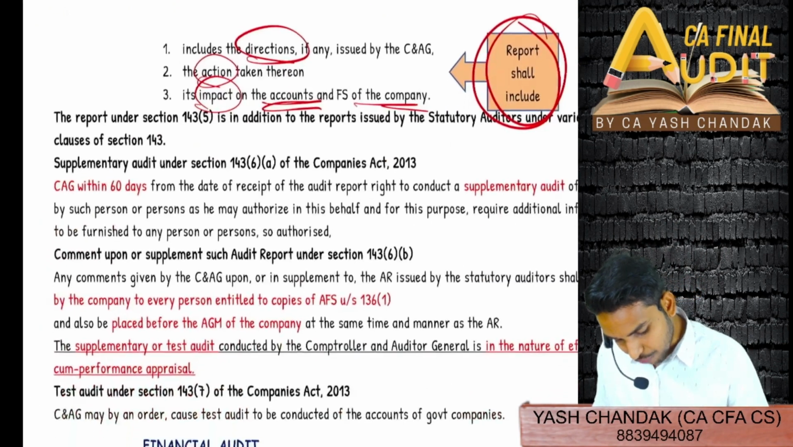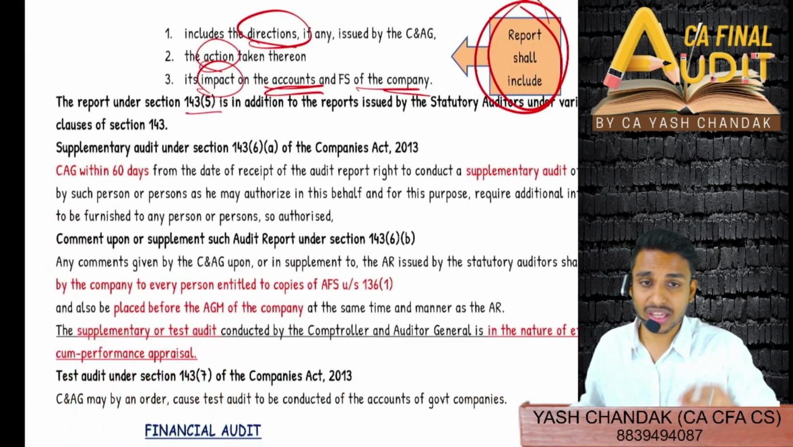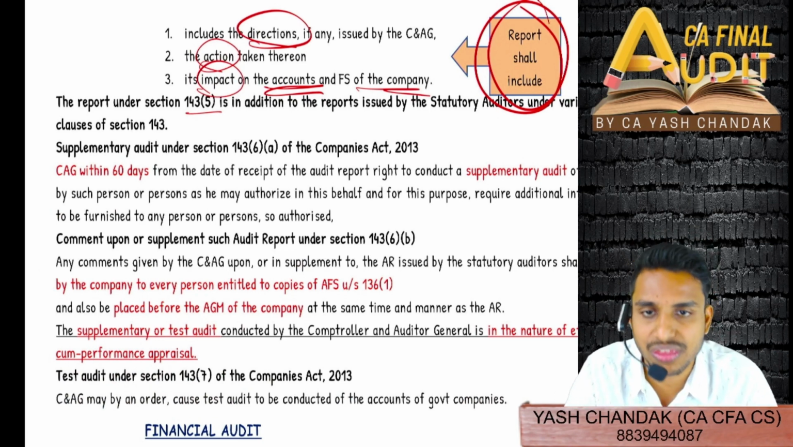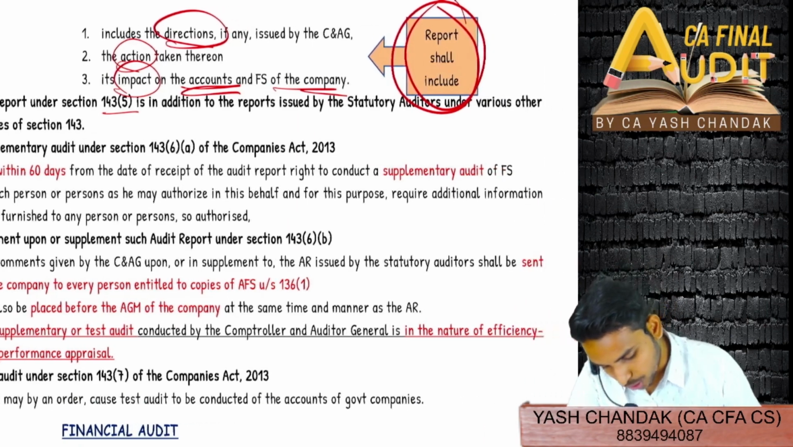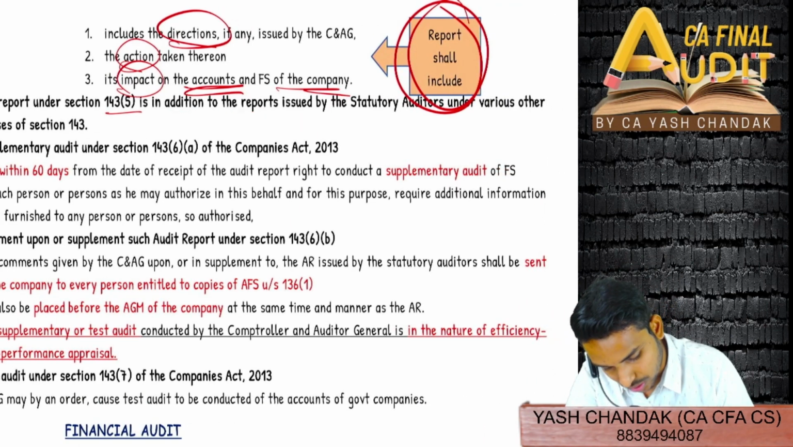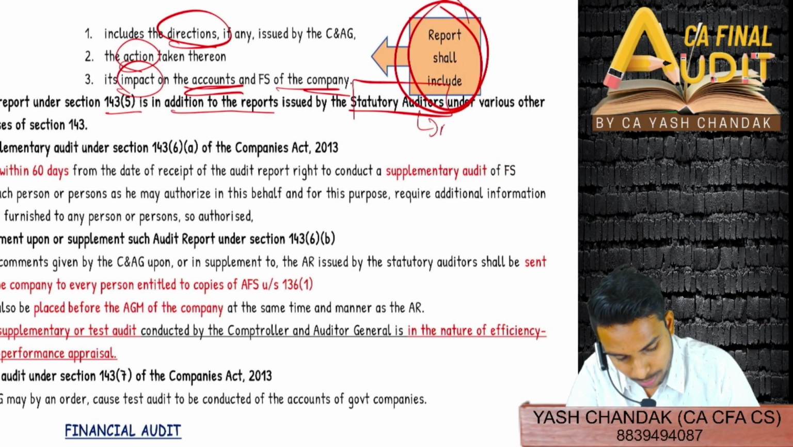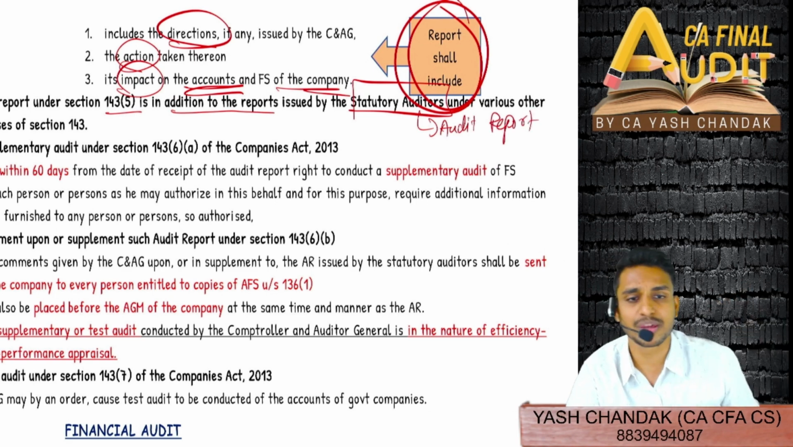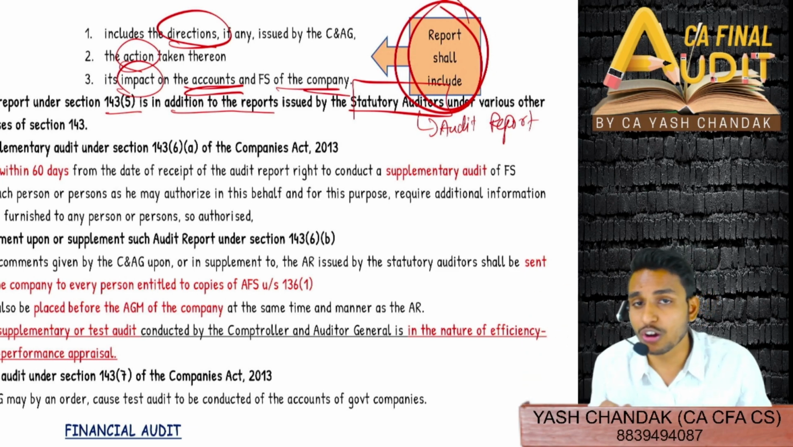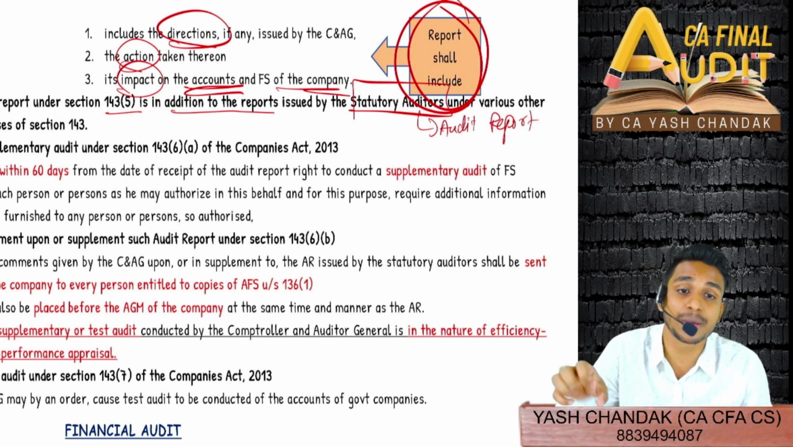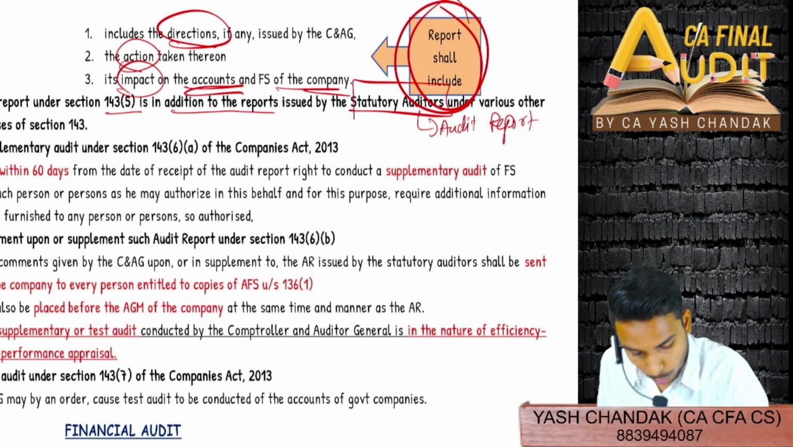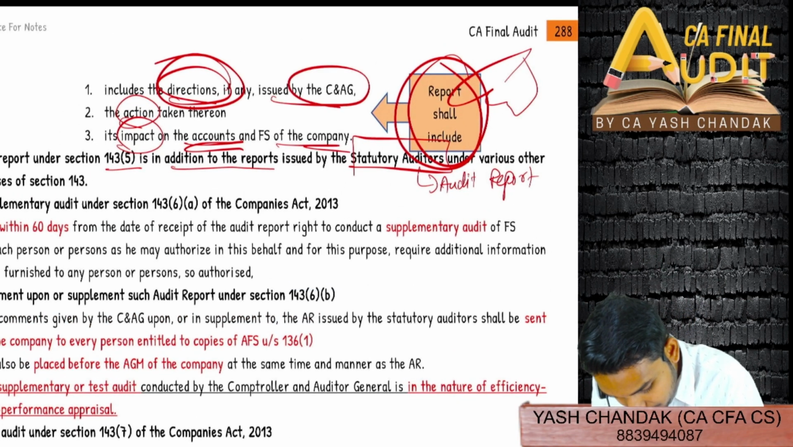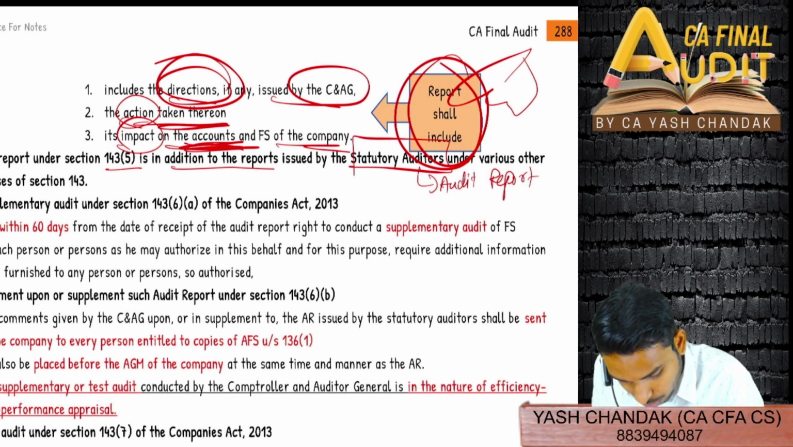And 143 subsection 5, and this is really important in this chapter: 143 subsection 5, 143 subsection 6, and 143 subsection 7. So the report under section 143 subsection 5 is in addition to the reports issued by the statutory auditor. So the normal audit report is different, but the report issued under section 143 subsection 5 is specific to the audit of government companies, where they have to issue a separate report, which we just talked about. The report shall include directions issued by CAG, actions taken thereon, and impacts on accounts and financial statement of the company.